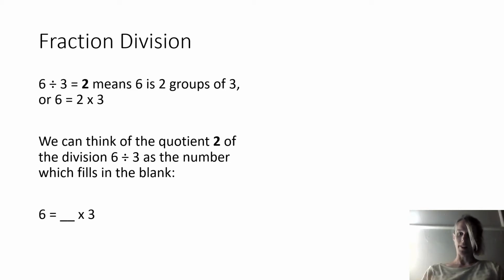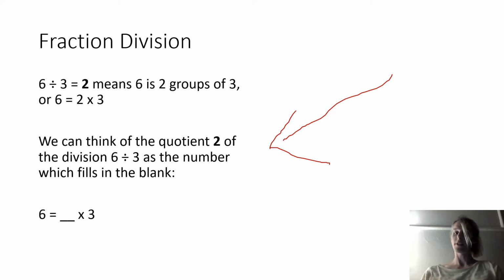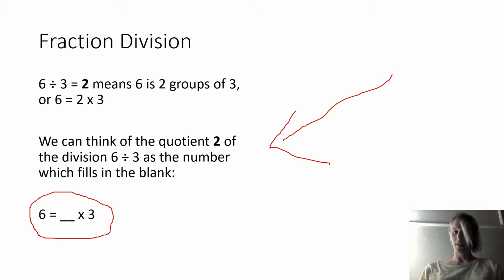Another way to think about it, as I have illustrated right here: 6 divided by 3 equals 2. The answer, 2, is the quotient. That's the vocab word. We can also think of the quotient as the number which fills in the blank in this equation. 6 divided by 3 is equal to the number that fills in the blank.